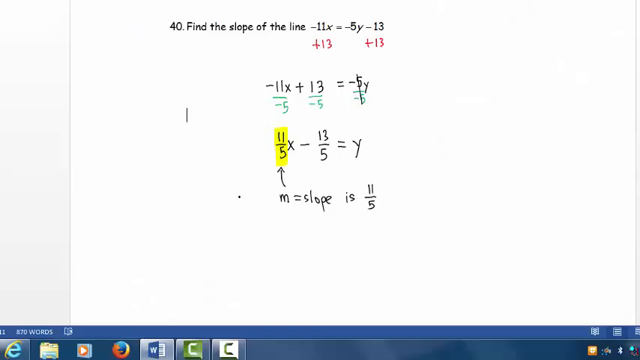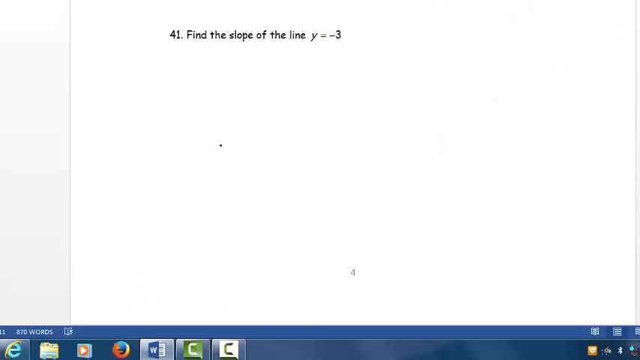Let's move on to problem 41. We want to find the slope of this line, y equals negative 3. If we were to write it in y equals mx plus b form, we would note that there is a 0x term. So we could write y equals 0x minus 3. Algebraically this makes sense because 0 times any number is 0, so we still have y equals negative 3 here, but we have written this equation showing the m value. M, which is the slope, is 0.